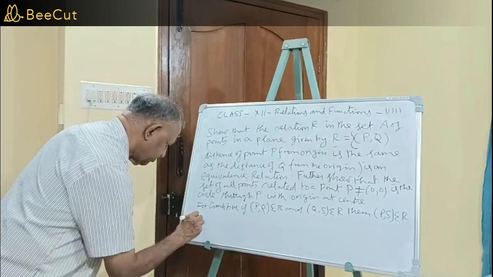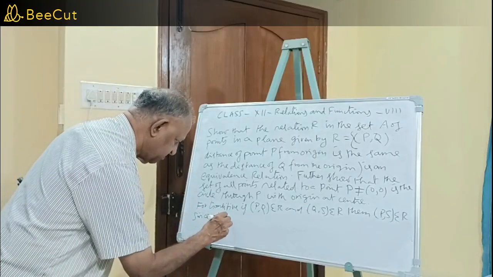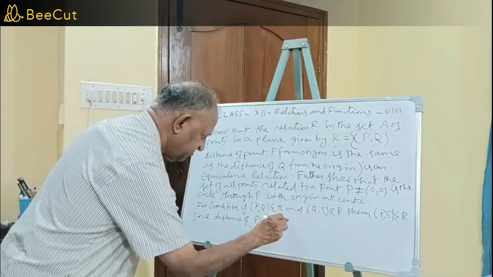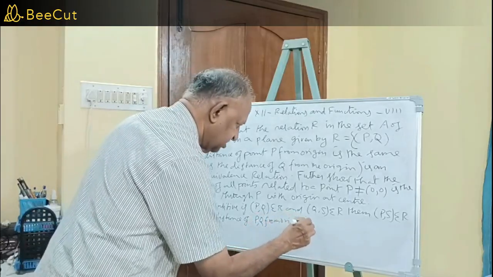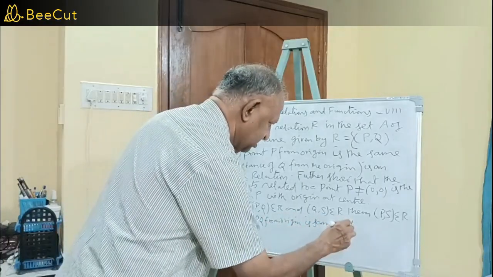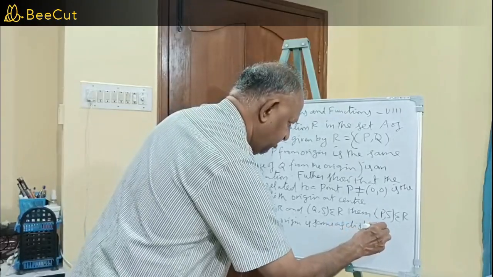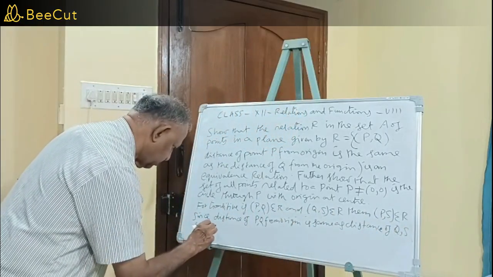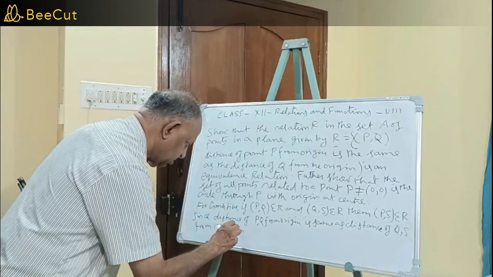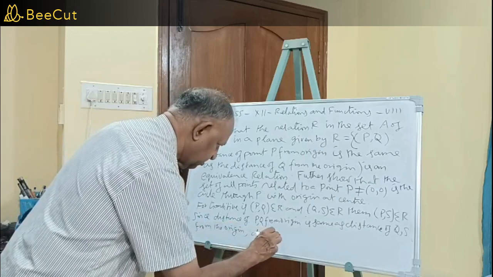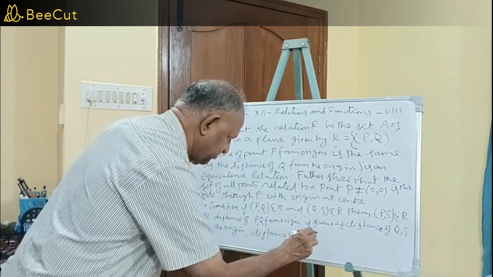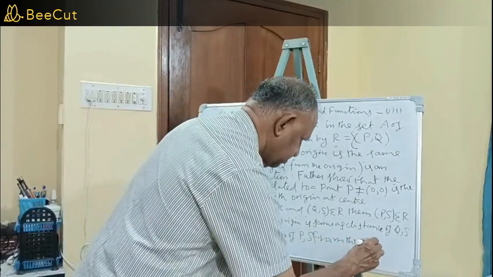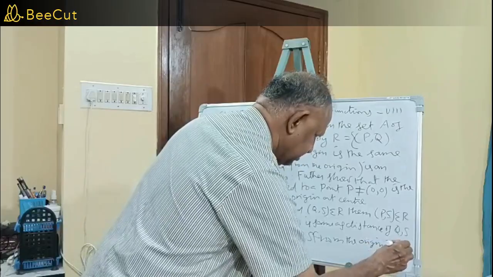Since the distance of P and Q from the origin is the same as the distance of Q and S from the origin, the distance of P and S from the origin is the same. Hence transitive.